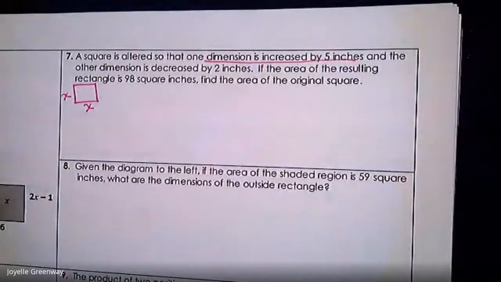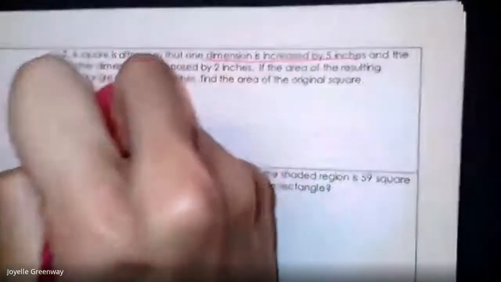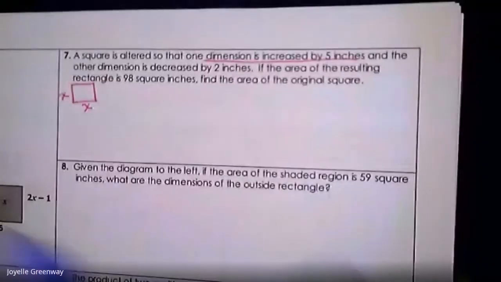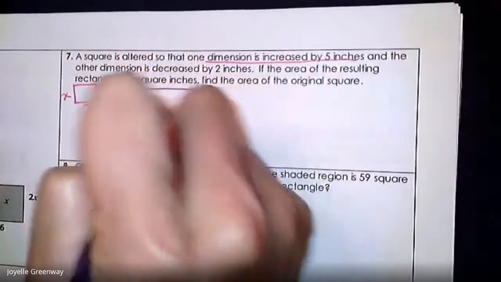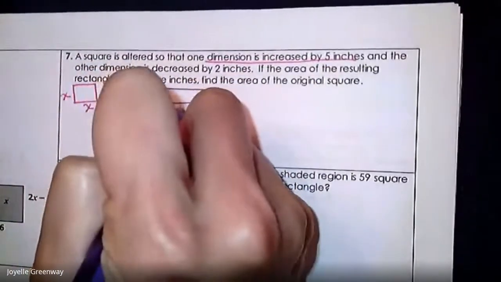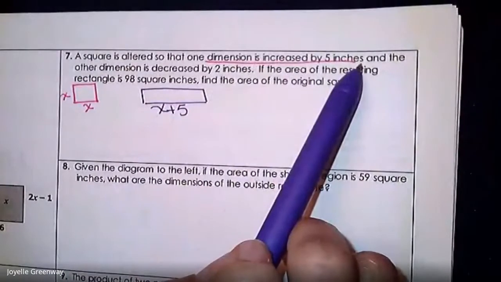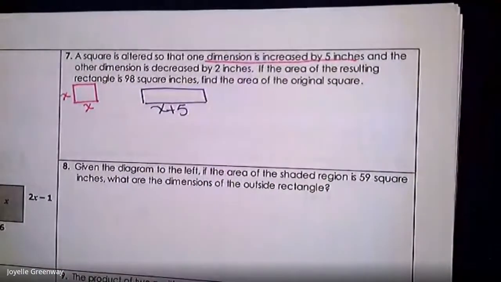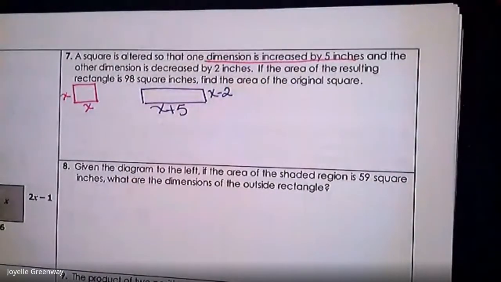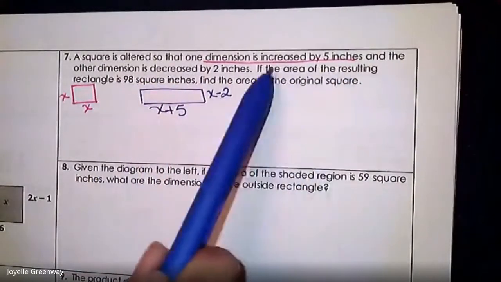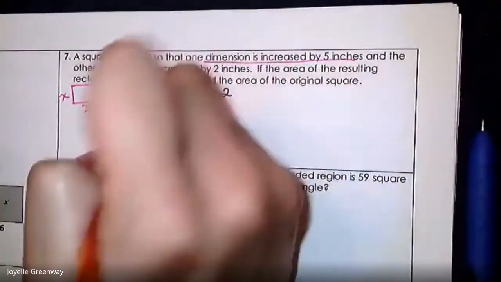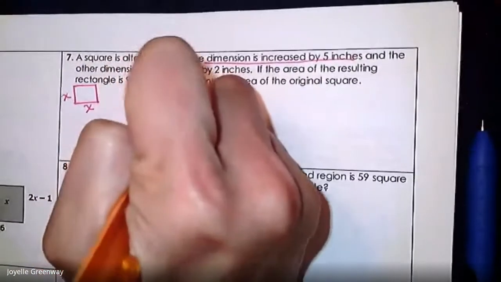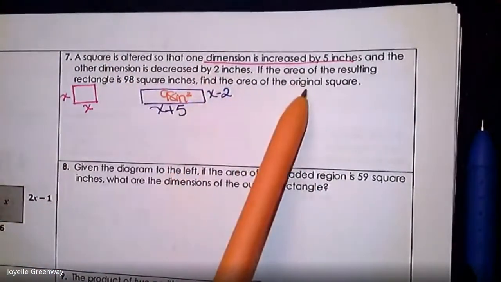So it says that one dimension is increased by 5. So either the length or the width is increased by 5. It doesn't tell us which one, so I can pick. And I'm going to create a new rectangle. So my new dimension is X plus 5, because it was increased by 5 inches, and the other dimension is decreased by 2, so X minus 2 is your other dimension. And then it says the area of the resulting rectangle is 98 square inches. So it wants to know the area of the original square.